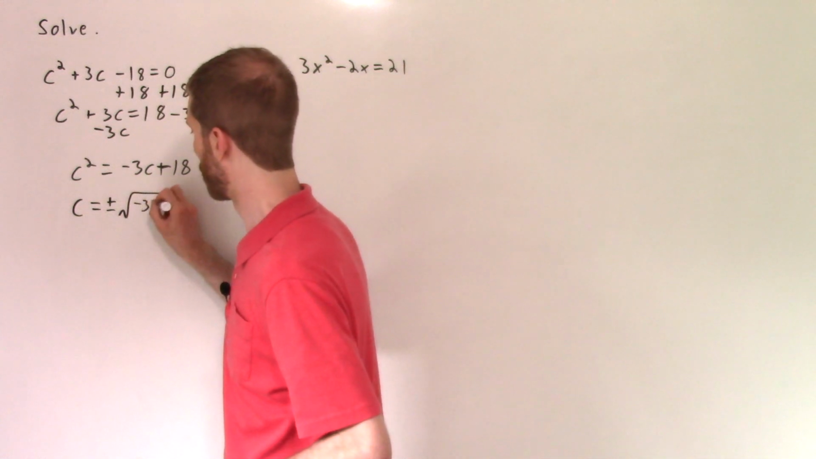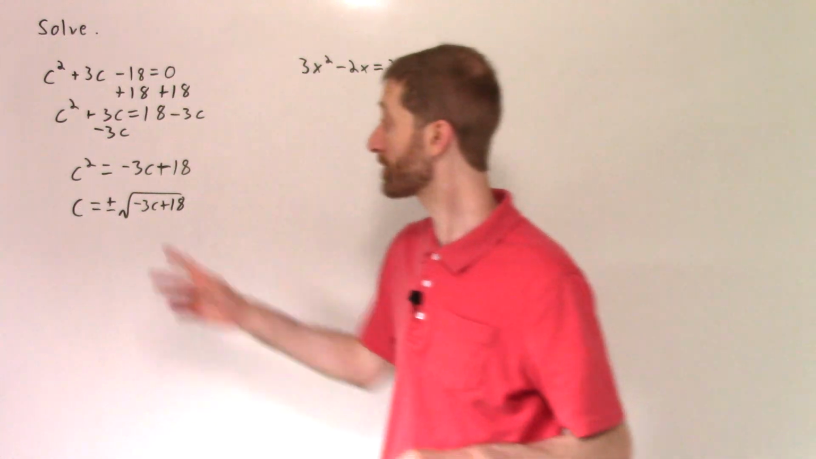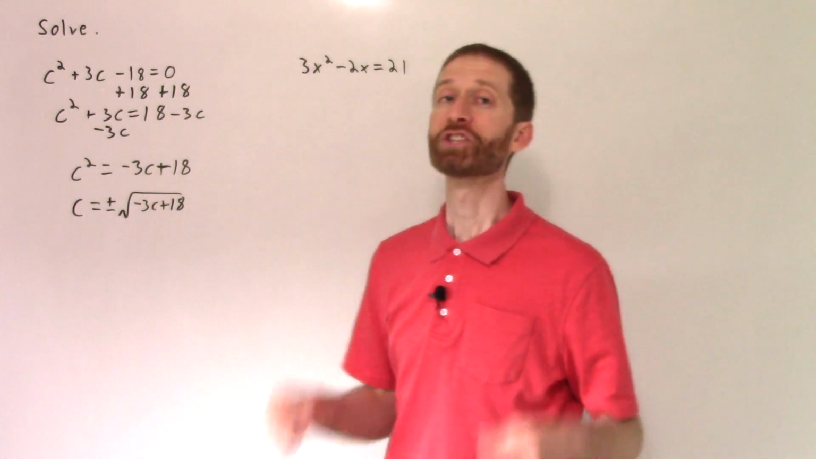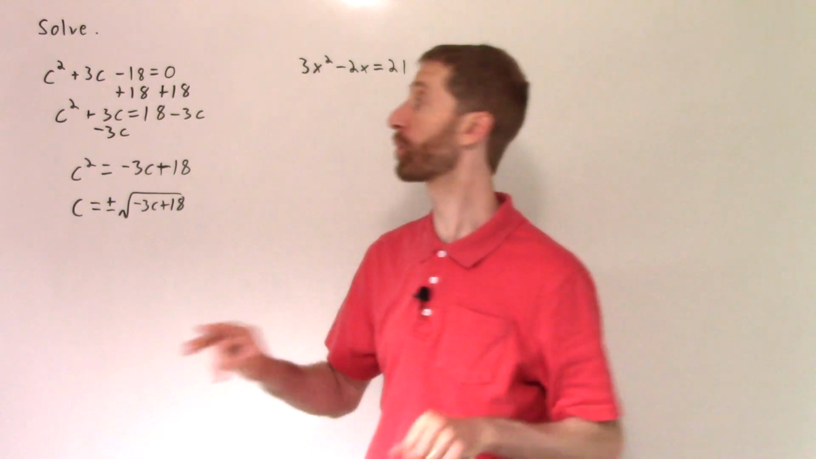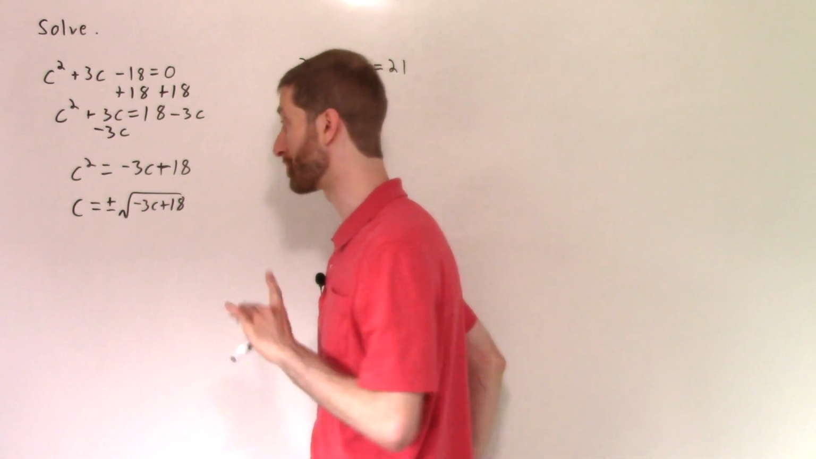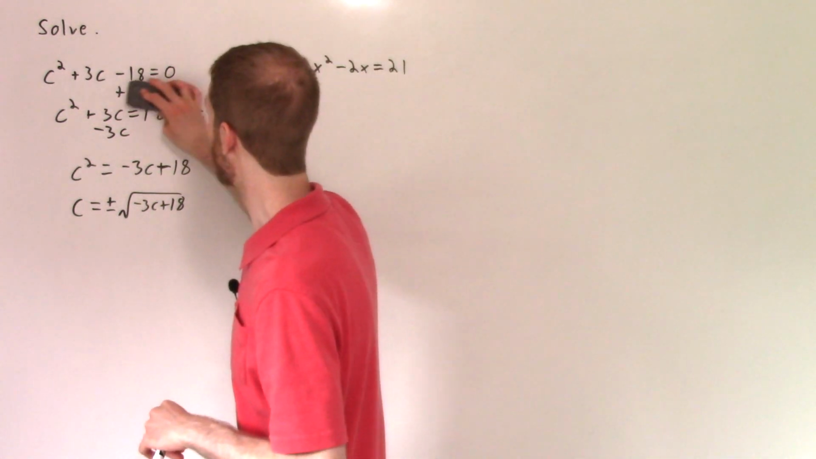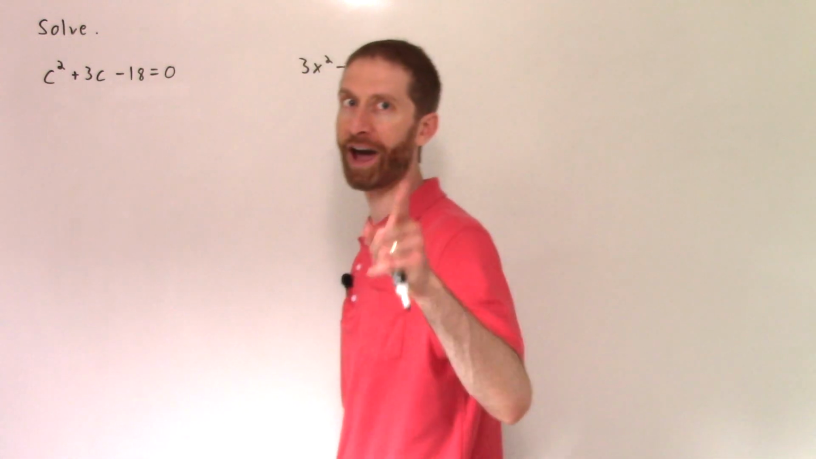Uh-oh. The problem is, within that square root, I have my c value. So I wanted to get c alone, but I didn't. So solving for c squared by isolating it does not work when you have another power of c. Only when you have just c squared alone. So that's not the way to go. So then what do we do here? Well, we erase that work and we factor if we can.